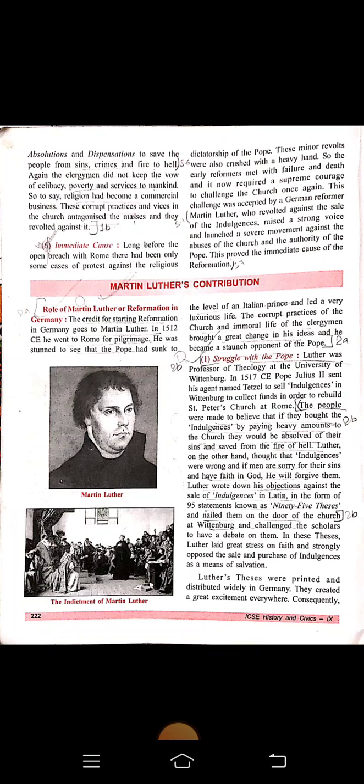Luther wrote down his objections against the sale of this kind of certificates in Latin in the form of 95 statements known as the 95 Theses, and nailed them on the door of the church at Wittenberg and challenged the scholars to have a debate with him. In these theses, Luther laid great stress on faith and strongly opposed the sale and purchase of this kind of indulgences as a means of salvation.